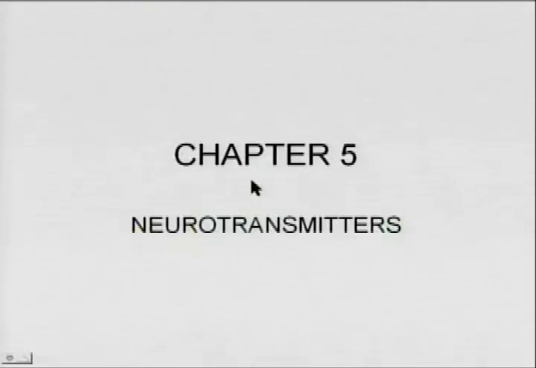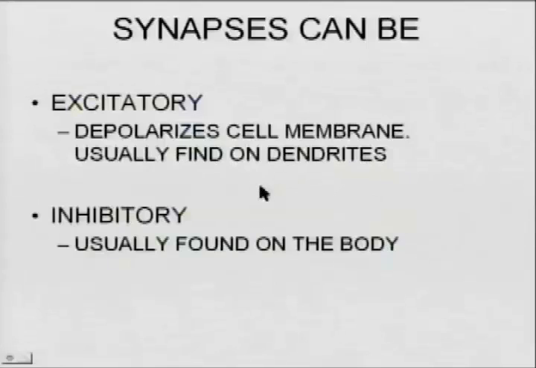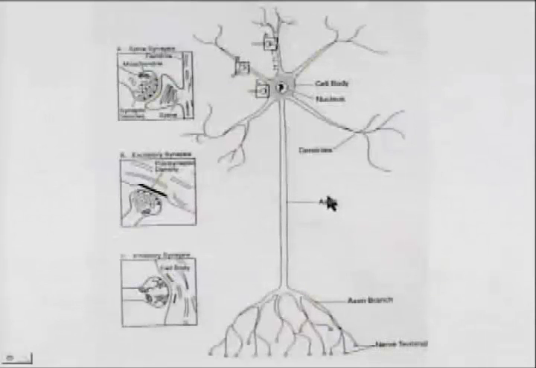This is lecture 2 on chapter 5, so it is chapter 5-2 on neurotransmitters. In the first part we'd been talking about synapses. It was the last part we had discussed that there are both excitatory and inhibitory synapses. Excitatory synapses will depolarize the cell membrane. Usually we'll find this on the dendrites, and the inhibitory, as we said, were usually found on the soma.